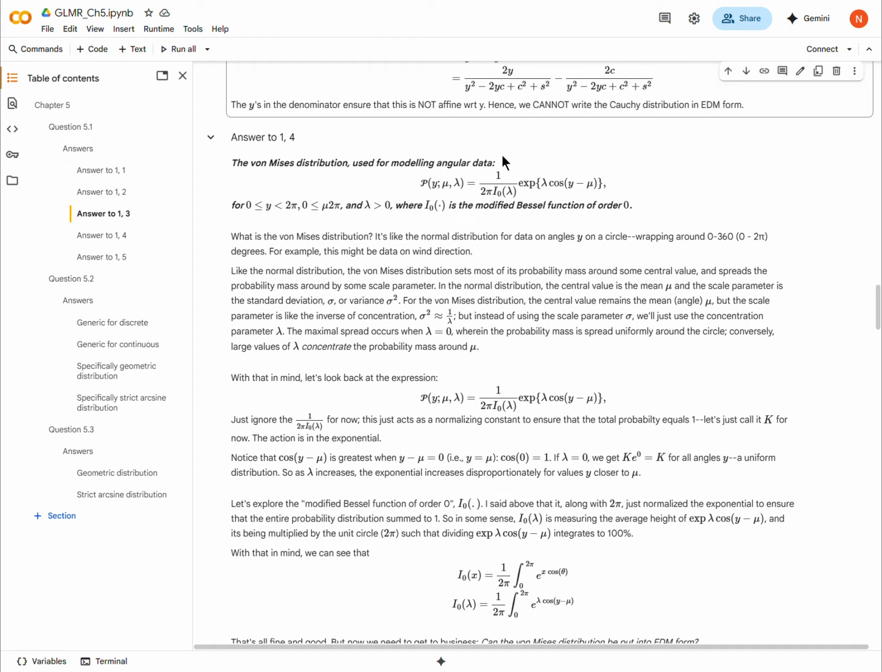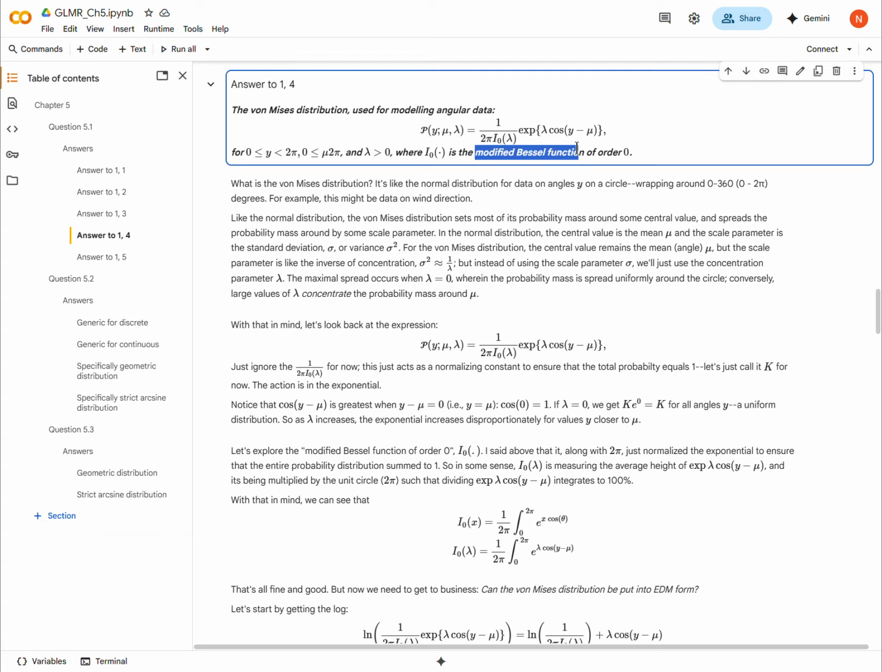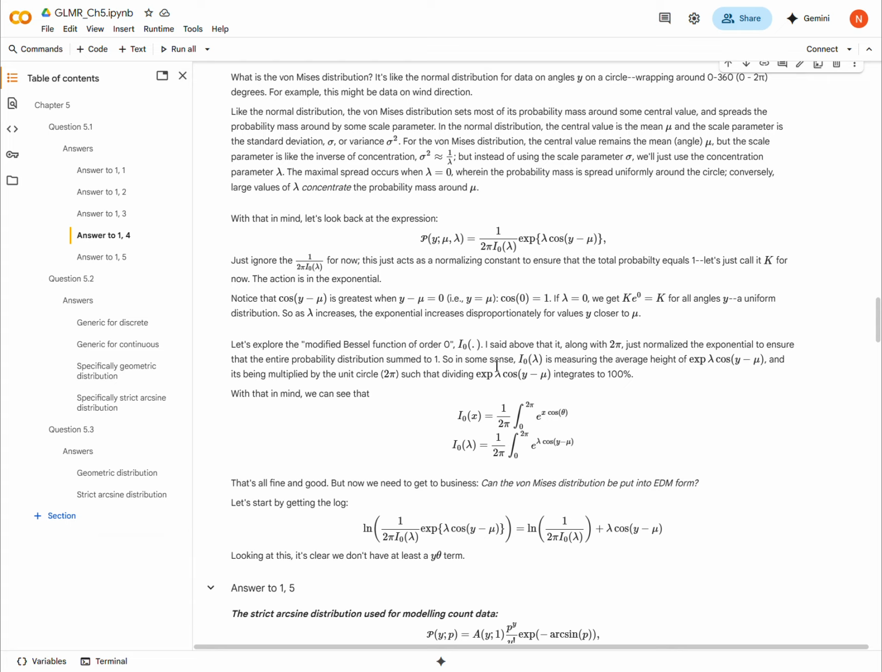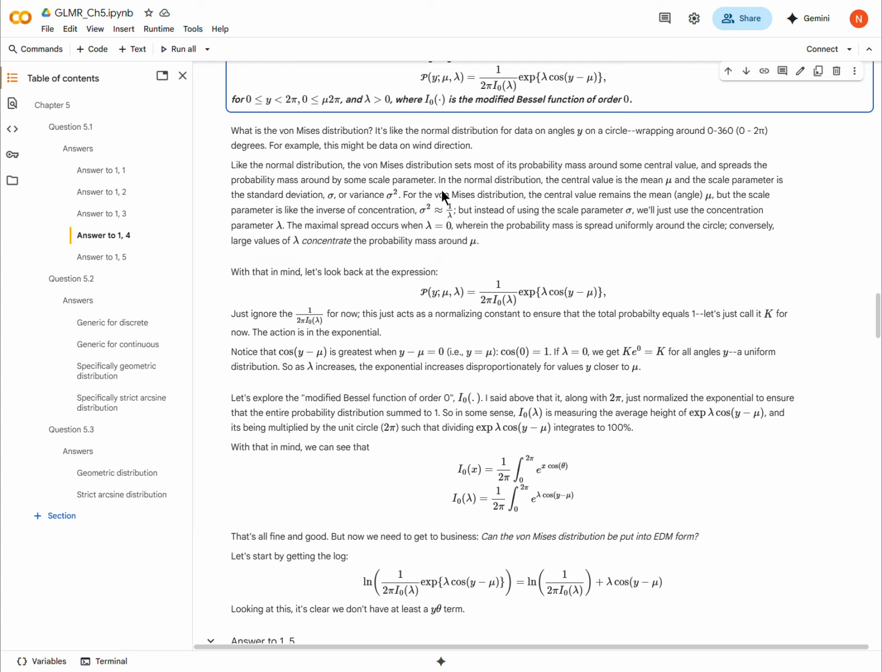Okay, so next we have the von Mises distribution. Again, this is another kind of unfortunate one, because in this case it requires you to know what the modified Bessel function of order 0 is, which is something that I had to learn a little bit about. I had no idea what this was. I'd never heard about it, but there's a little bit of information about what it is here. But the moral of the story is that we can't put this into EDM form. I'd maybe suggest reading this a little bit just to get a sense of what this modified Bessel function is.